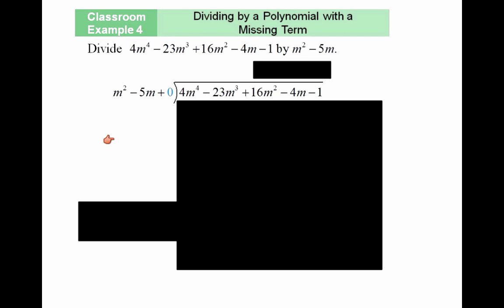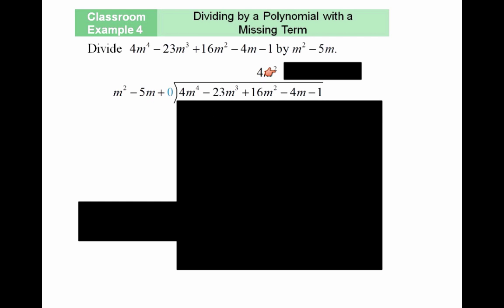Okay, the first step is to ask yourself, what times m squared gives me 4m to the power of 4? Okay, 4m to the power of 2. Very good, right? That's the first step. Now what we need to do is multiply this 4m to the power of 2 by each of these terms and record it down here.